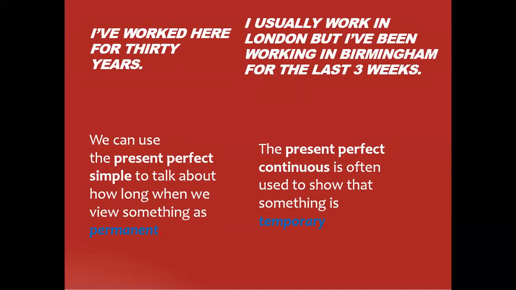Another pair of examples. I've worked here for 30 years and I usually work in London, but I've been working in Birmingham for the last 3 weeks. We can use the present perfect simple to talk about how long when we view something as permanent. The present perfect continuous is often used to show that something is temporary. When we view something as permanent, we use present perfect simple. And when we view something as temporary, we use the present perfect continuous.